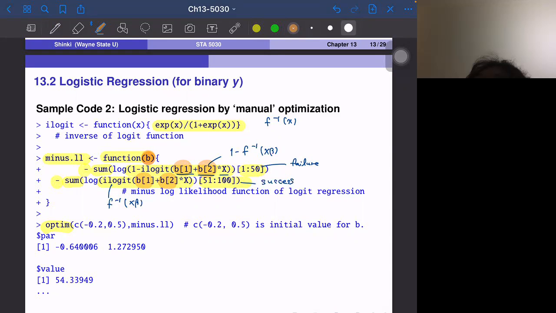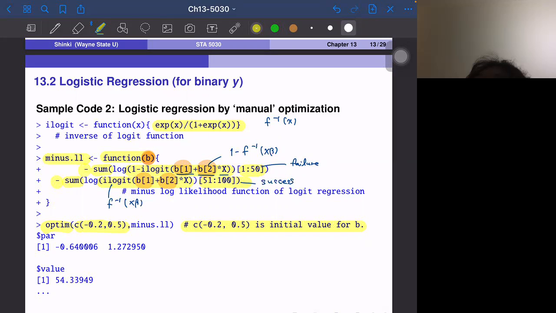And the optim function works in this way. The first argument is the initial value. Just any value, maybe you can start with 0, 0, or if you have a good guess, then you can put the initial guess in. In this case, negative 0.2 and 0.5 are just random numbers. Yeah, I was born on February 5th, so I just used 2 and 5.